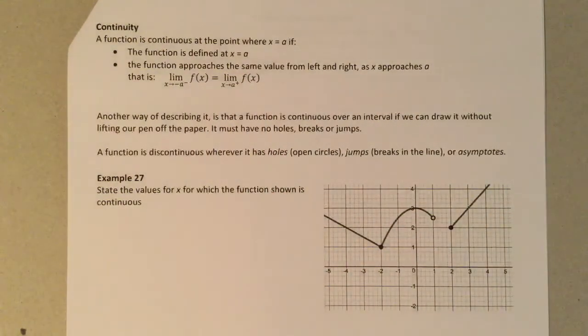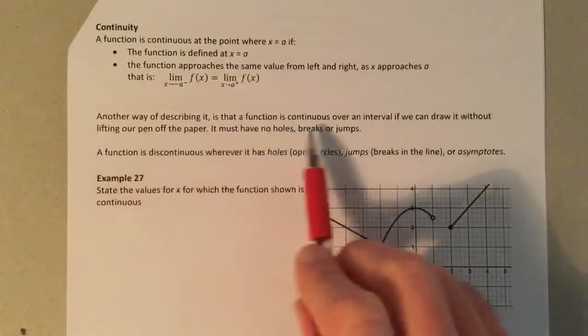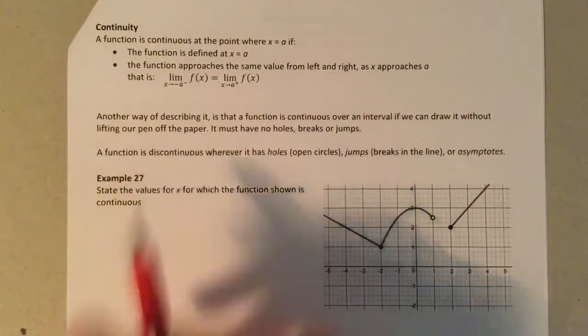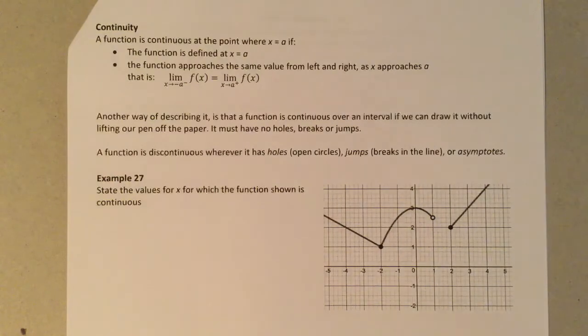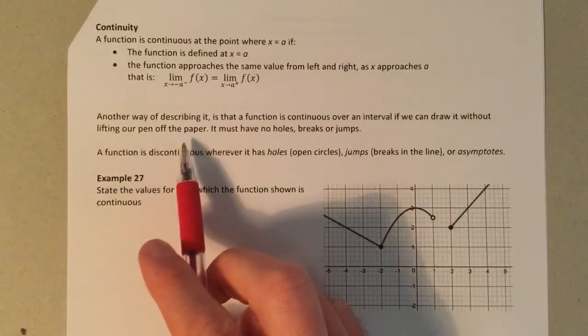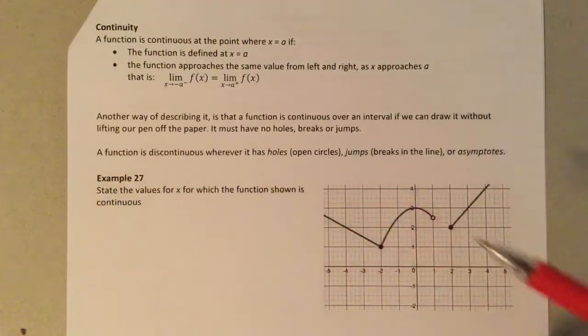An informal way to describe it is that a function is continuous over an interval if you can draw it without lifting your pen off the paper. Now, that's not a really formal technical definition, but it's not a bad way of thinking of it. If you're drawing a graph and you have to lift your pen off the paper to draw that graph, then it's not continuous at the point where you have to lift your pen.